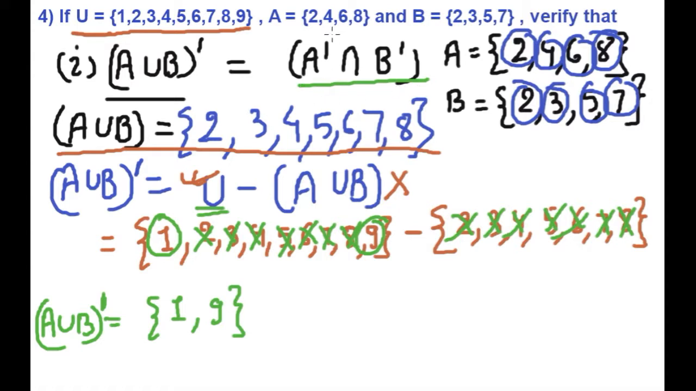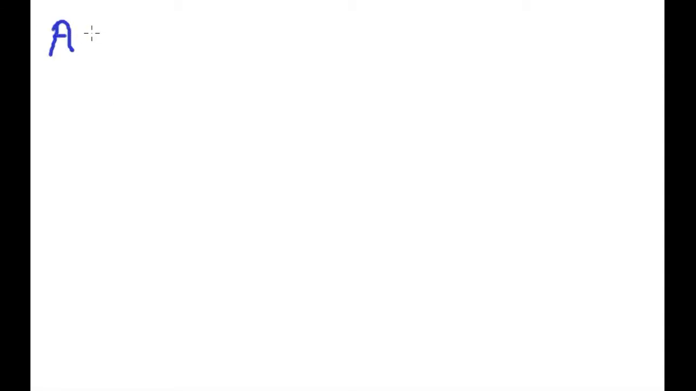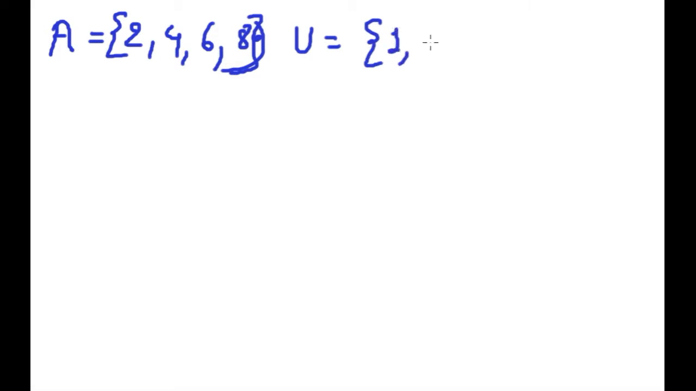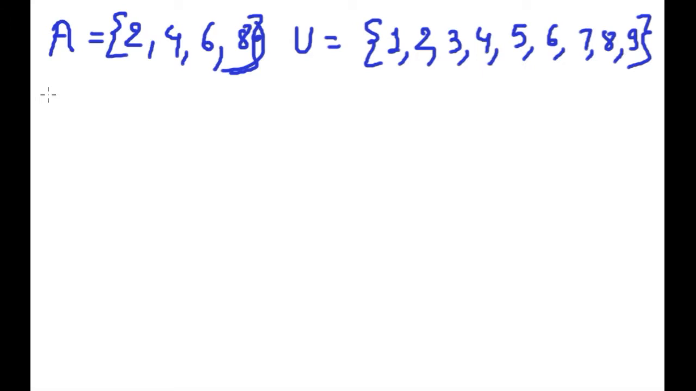First of all, we will find A complement and B complement separately. For A complement, set A is equal to {2, 4, 6, 8} and the universal set is equal to {1, 2, 3, 4, 5, 6, 7, 8, 9}. Now A complement is equal to universal set minus set A. It means we have to write only the elements which are present in the universal set, not in set A.